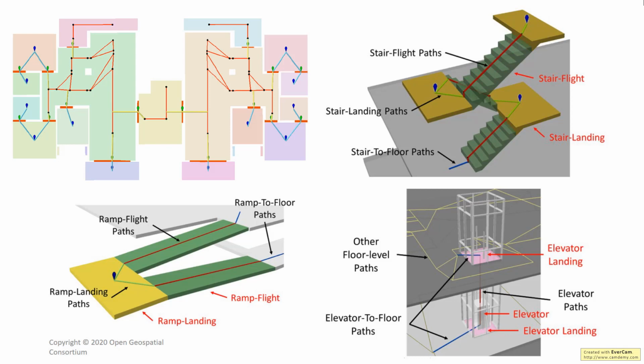Here's an example of indoor paths created by the algorithm. The upper right on this slide is the floor level path, and the rest of the slides are non-level paths, including stair path, ramp path, and elevator path. In the following slides, I'm going to introduce the logic of the algorithm to create those paths very briefly.